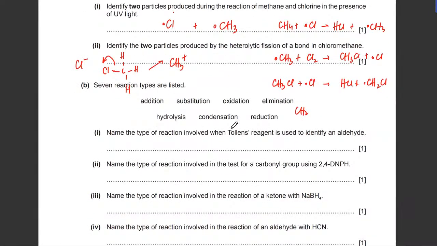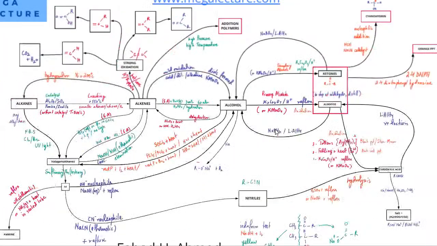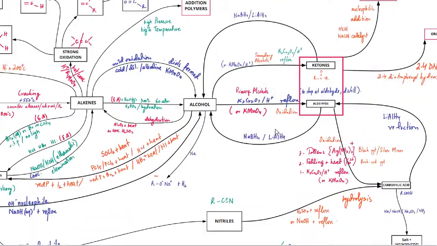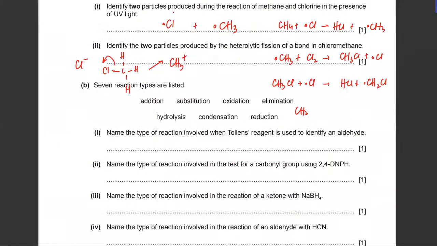Name the type of reaction that involved in Tollens reagent. Tollens reagent किस में use होता था aldehydes की? What did it do in सारों में से? Tollens, Fellings, K2Cr2O7, KMnO4, ये वाला part. You had oxidation, right? Tollens was used for oxidation. So ये वाला तो clearly it's oxidation.